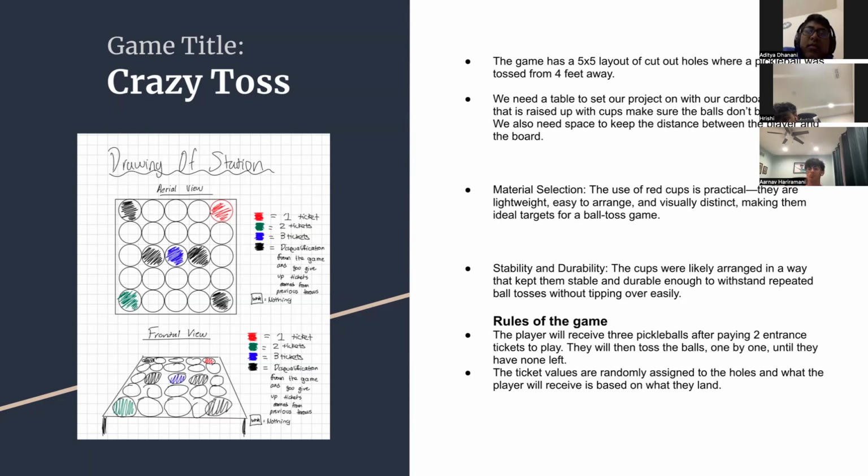On the left is a depiction of our game, and you can see the aerial view and the frontal view. And the rules of the game were that the player will receive 3 pickleballs after paying entrance tickets to play. They will then toss the balls one by one until they have none left. Ticket values are randomly assigned with the colors to the holes, and what the player will receive is based on what they land.